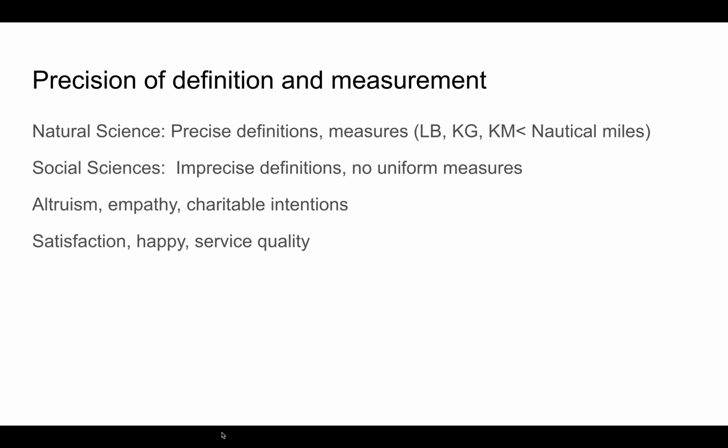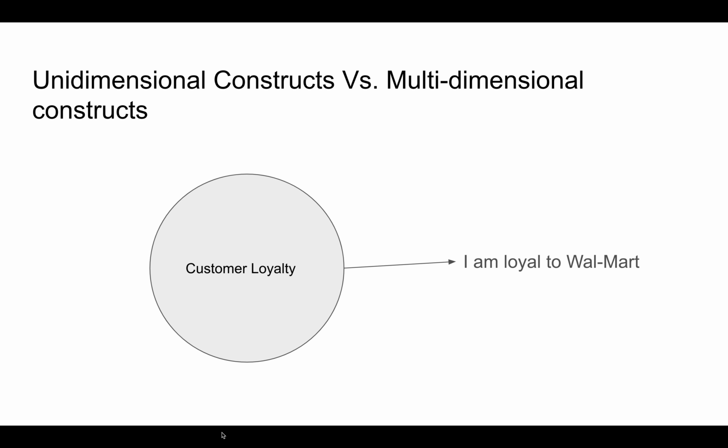Like all over the world in natural science, people can understand kilograms, pounds, meters, and so on. But there is no globally accepted measures for concepts that are used in social sciences, like, for example, charitable donation intentions, purchase intentions, customer satisfaction, customer happiness, service quality. They don't have universal measures that are commonly agreed upon by the entire world. So, social sciences are more imprecise than natural science.